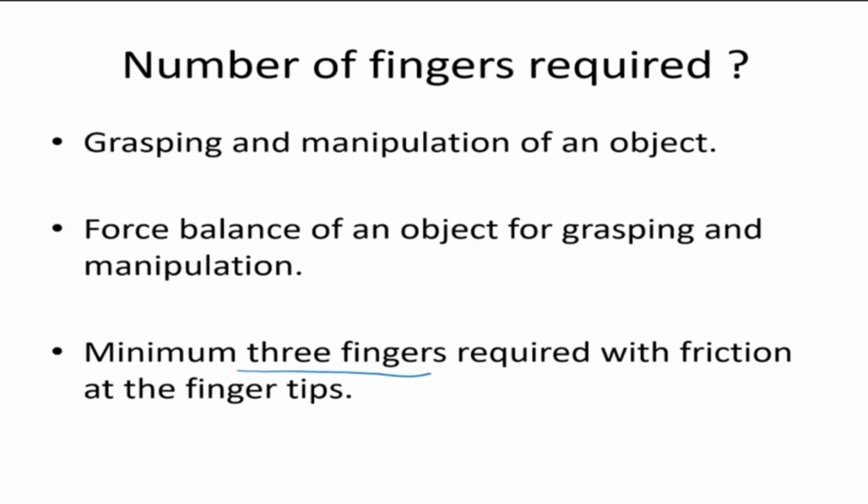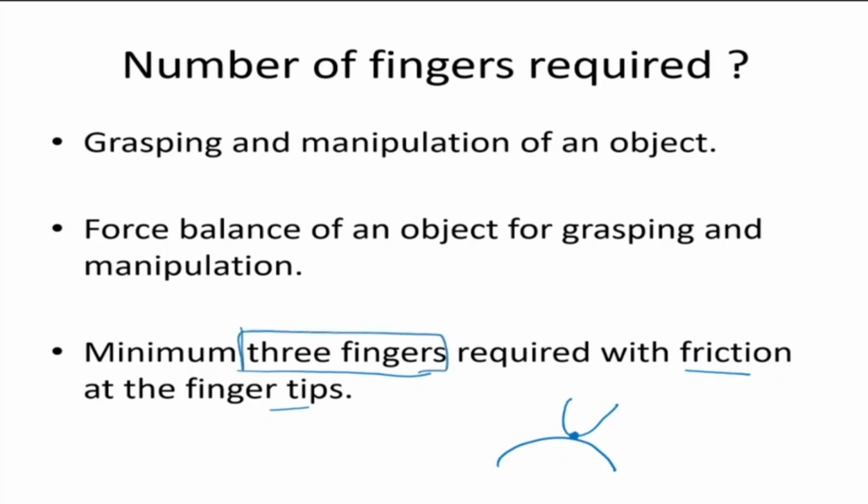Okay, so minimum for grasping and manipulation, you would be requiring 3 fingers with friction at the fingertip contacts. That means if I have an object and a robot finger like this, this is a fingertip contact with friction. So there are 3 forces and 3 moments that can be supported there. For this reason, we need 3 fingers as a minimum.